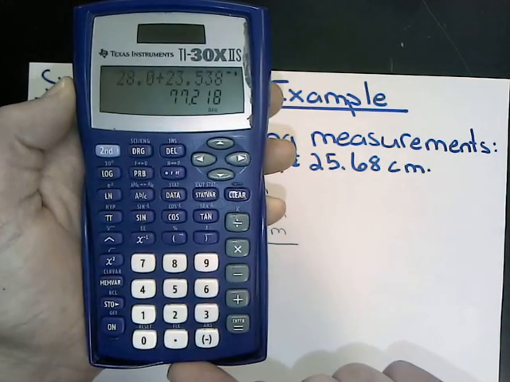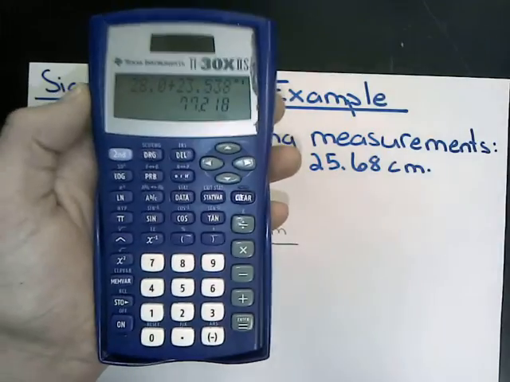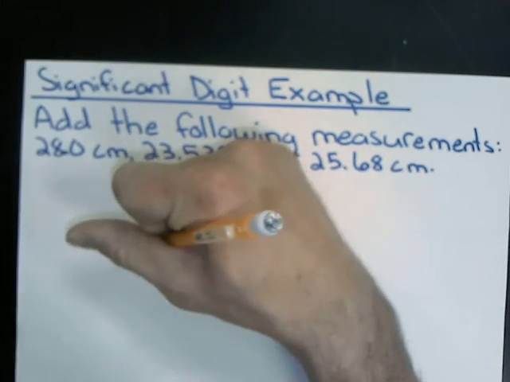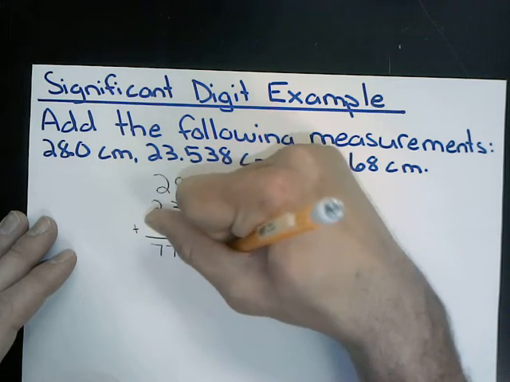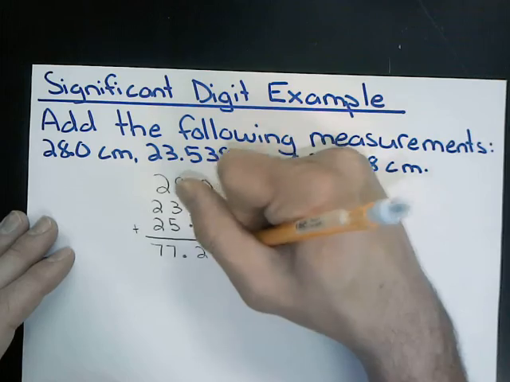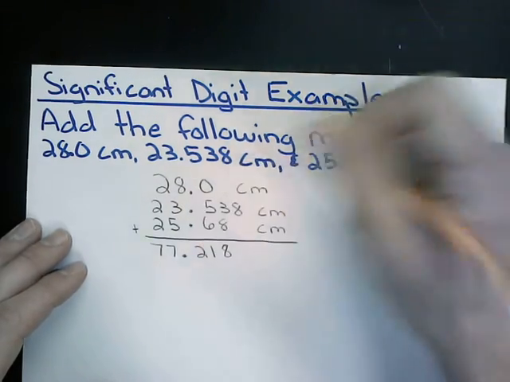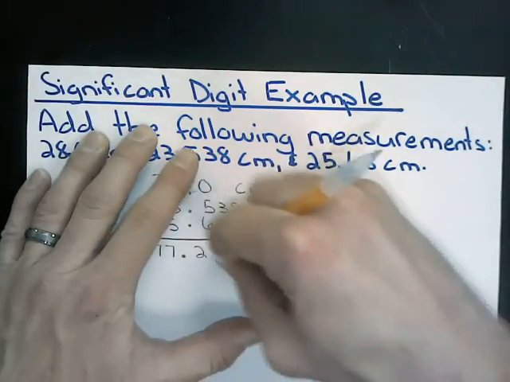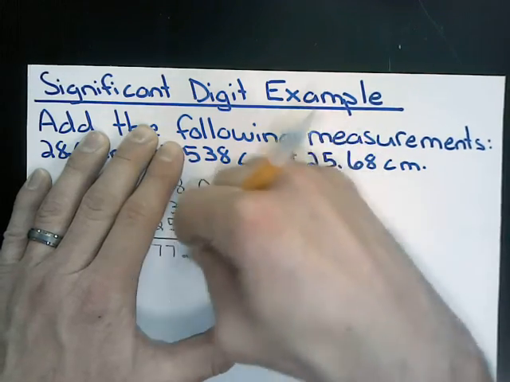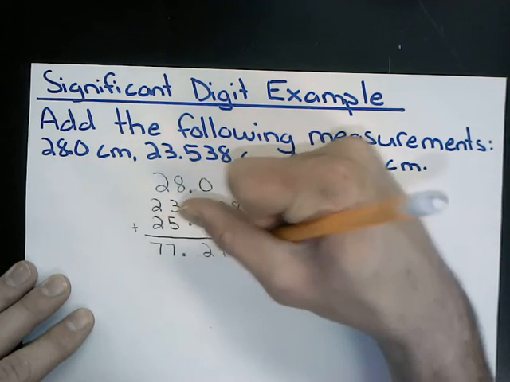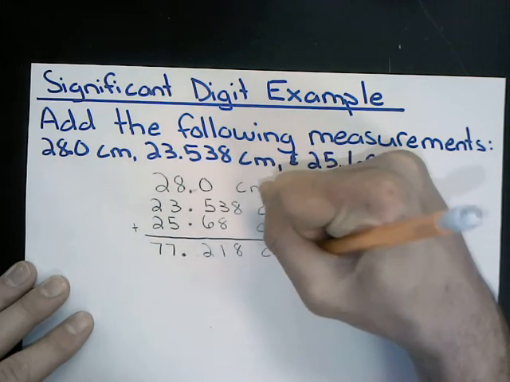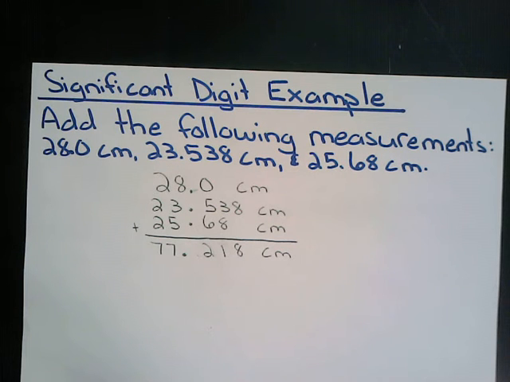And I press enter. Now I'm going to write down everything that I have in my calculator. So I have 77.218. Okay? Now I'm going to adjust this, and I'll tell you why I need to adjust this here in just a second. But I'm going to rewrite the decimal numbers. So I have 0.218 centimeters.